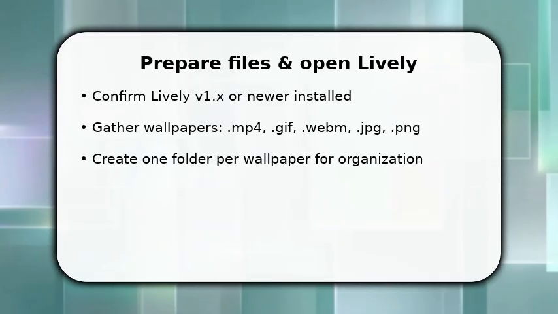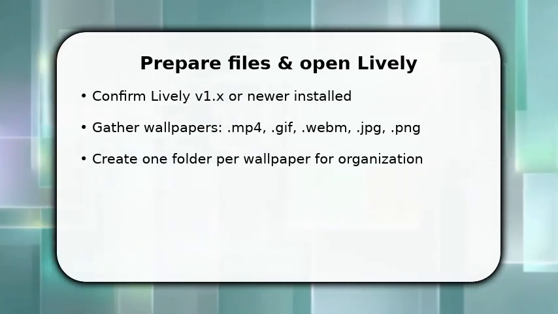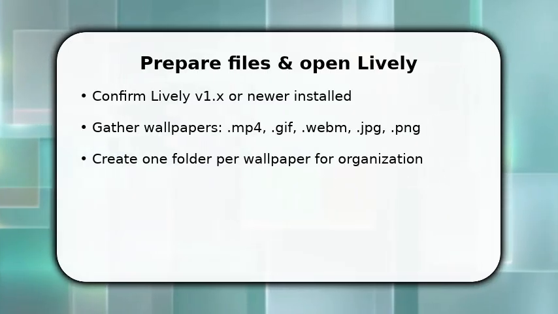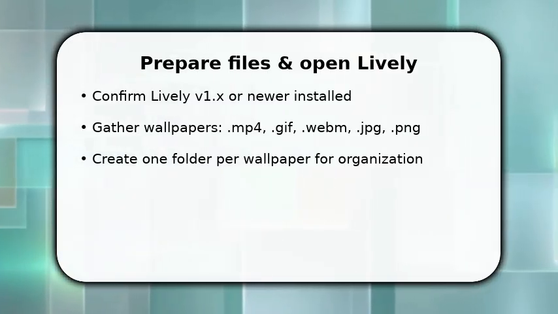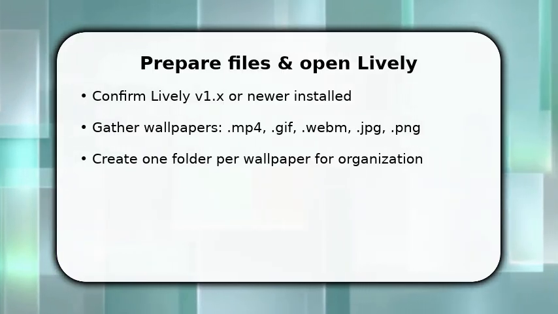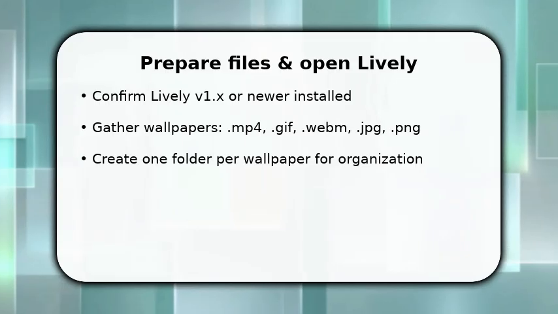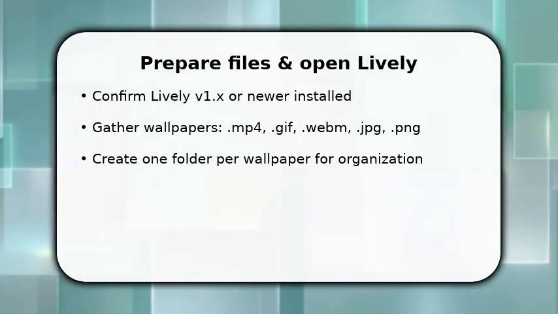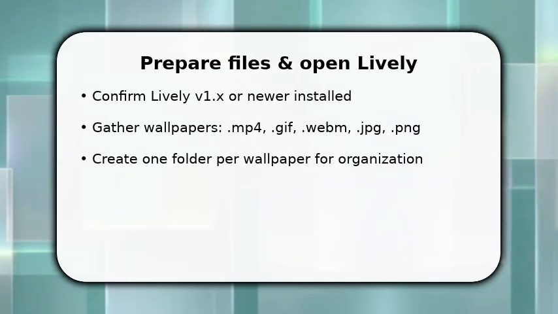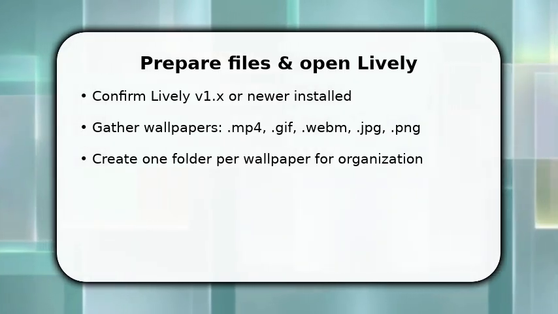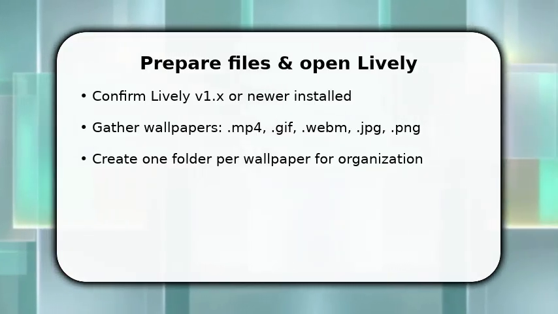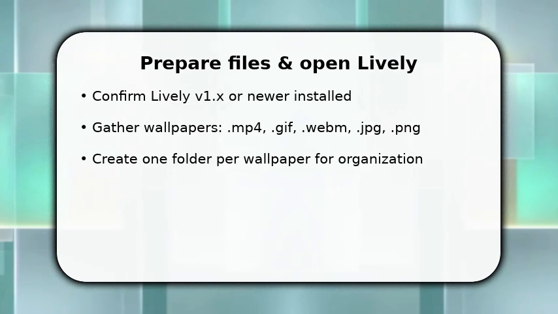You'll start by opening Lively and positioning the app where you can see your desktop preview. First, verify the app version so features match these steps. Once done, collect the files you want: video formats like MP4 or WebM, animated GIF, or static JPG/PNG. Make a separate folder for each wallpaper to keep source files and metadata together. This organization prevents import conflicts and makes updates simple, so you won't need to hunt for missing assets later.